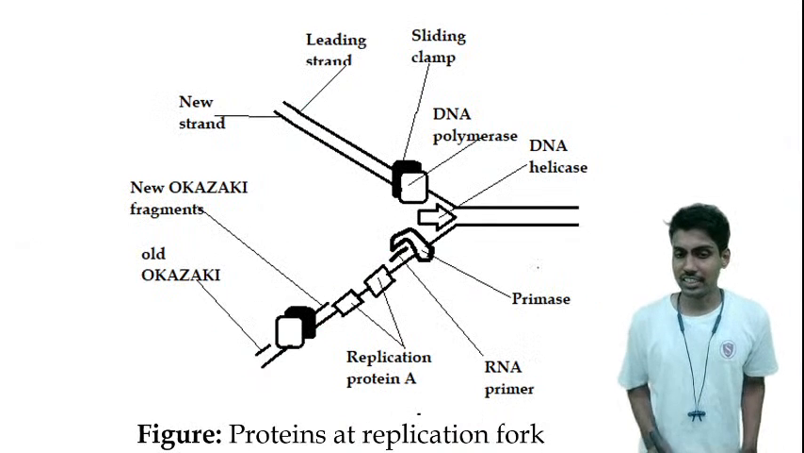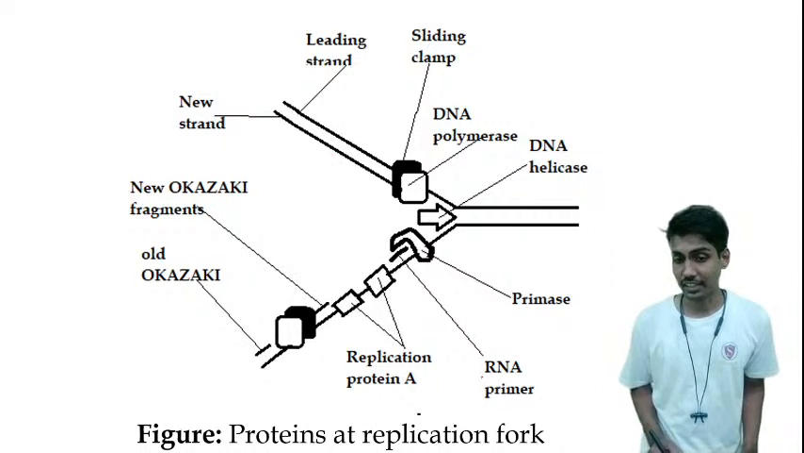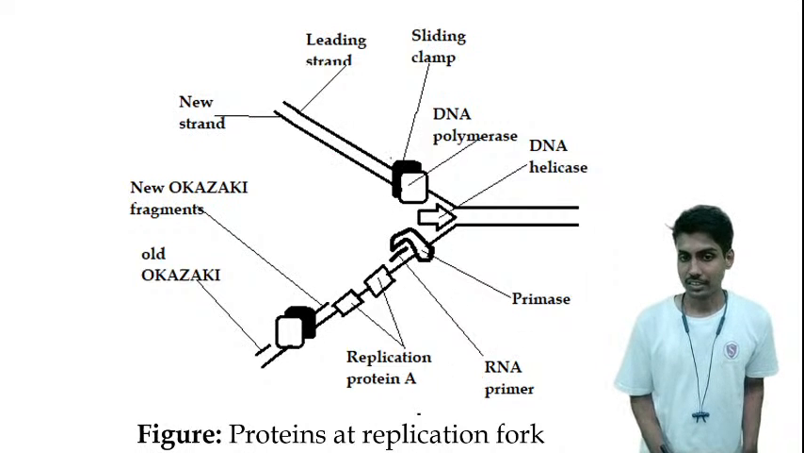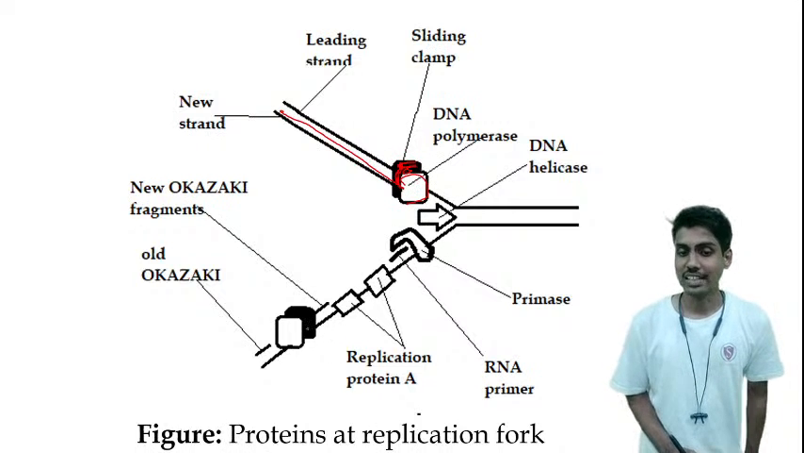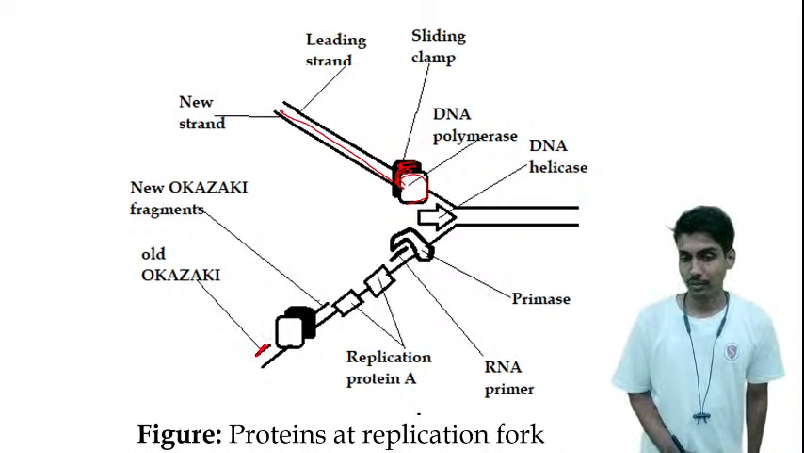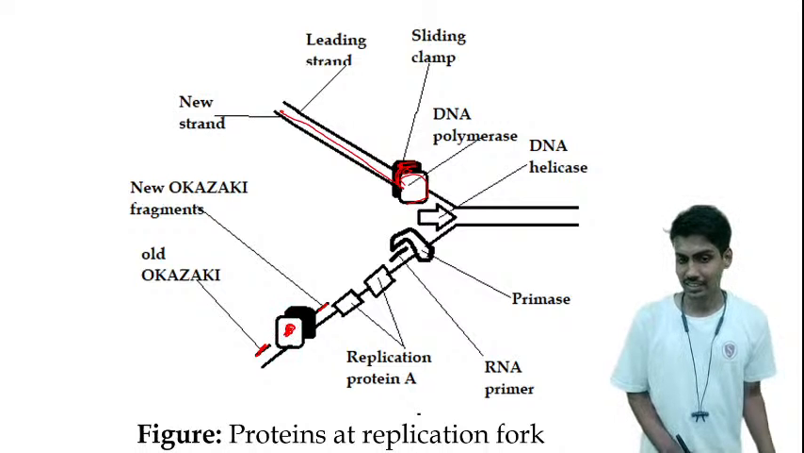Now we will see, this is the diagram of this entire replication fork. You can see on this leading strand, this DNA is getting continuously synthesized with the help of this DNA polymerase. This is the sliding clamp, which is holding this DNA polymerase. On the lagging strand, you can see this is the old Okazaki fragment. This is the newer strand which this DNA polymerase had just synthesized.